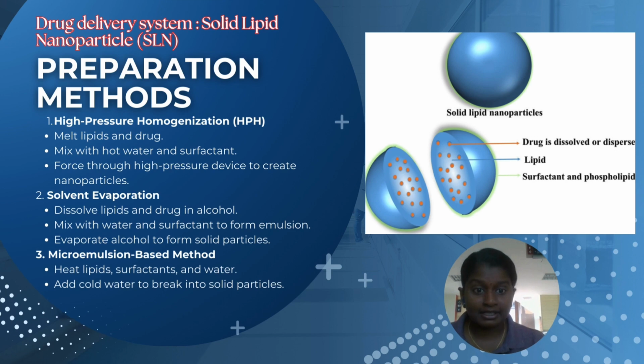The next method is solvent evaporation. Basically, the lipid and drugs are dissolved in a volatile liquid, like alcohol. This solution is mixed with water that contains a surfactant to make an emulsion. This liquid is then left to evaporate, leaving behind tiny solid lipid particles with the drug inside.